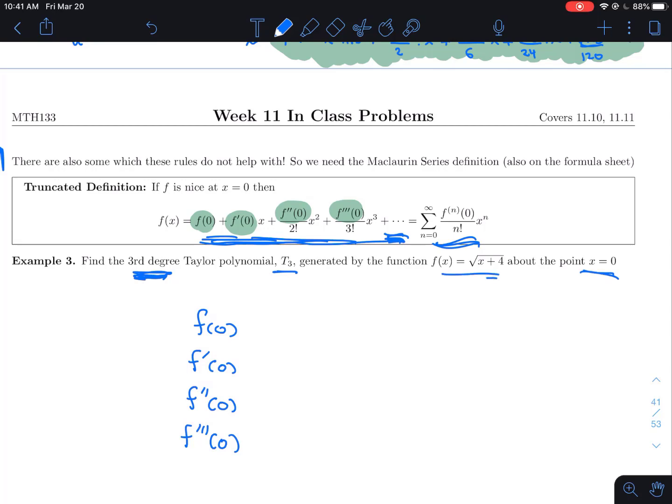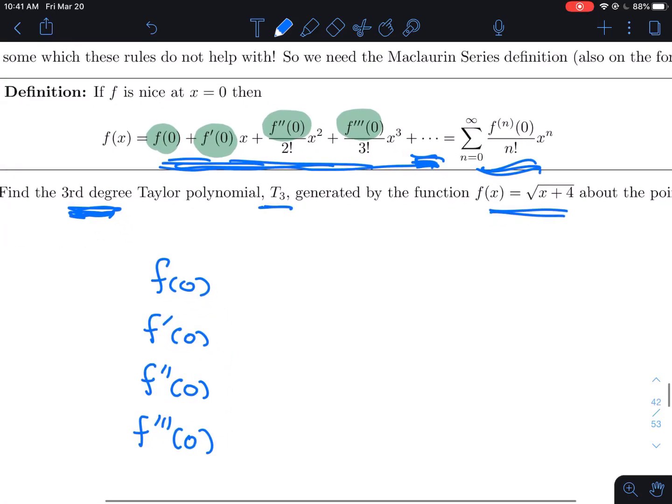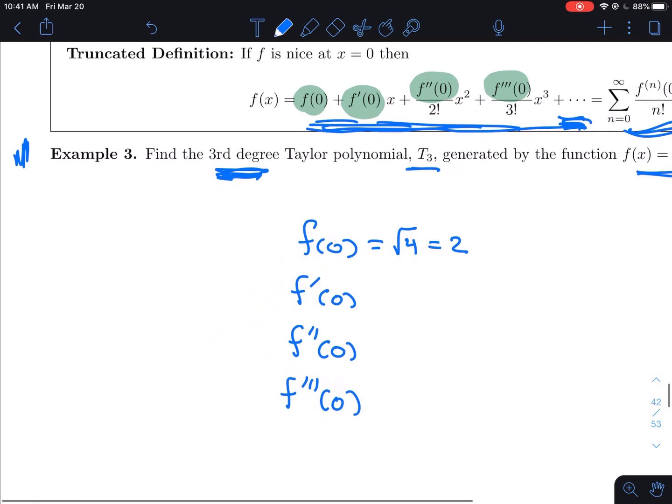Well, here's our function over here. And so the first thing we could do is plug in 0. So the function's value at 0 is just going to be root 4, or that's going to be the same thing as 2. So that one's really not so bad. Now we need to start taking derivatives. So first up, let's figure out what the derivative is for our function, and then we can plug in 0 to it.